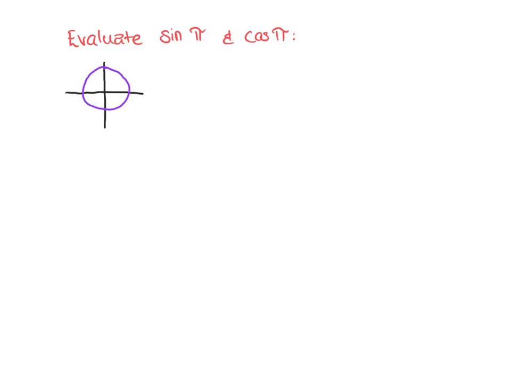Okay, if you're asked to evaluate sine pi or cos pi, remember that would mean we're moving anti-clockwise and pi is over here. So when you're asked to find the sine of an angle, and they're using radians now, that's why they're saying sine pi, sine is actually the y value at pi, and cosine is the x value at the angle you're at, so at pi.